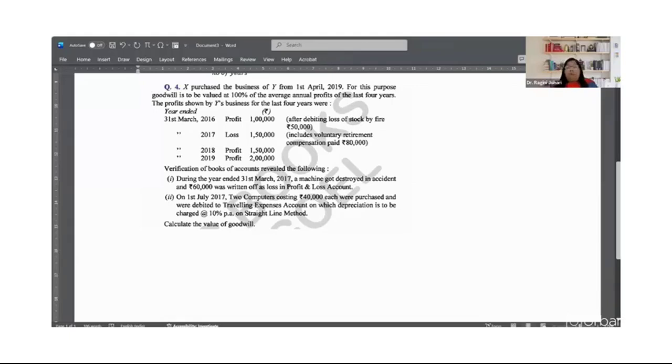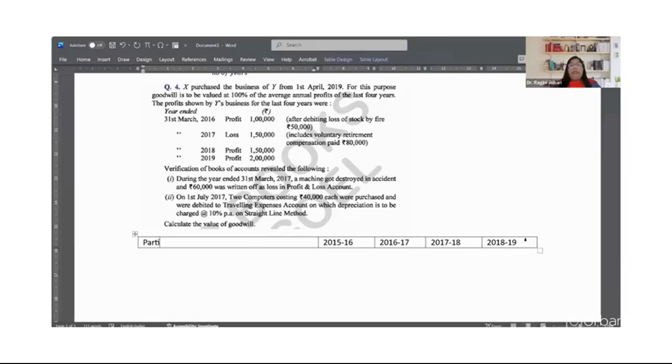So first thing first, what is given to us? We are given certain profits plus some more information. That means we'll have to work upon this information to arrive at the net profit on which we are going to calculate goodwill. So let's make a table. Table is the best thing which I find to make things very clear. First thing first, we start from the profit which is given to us.